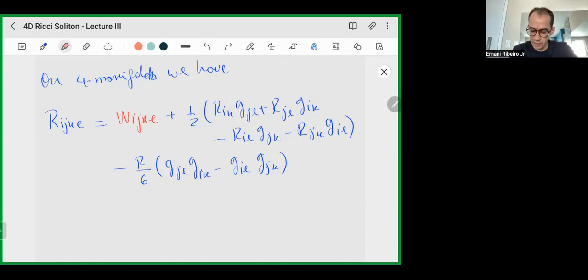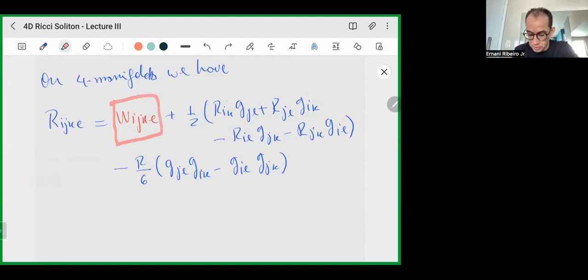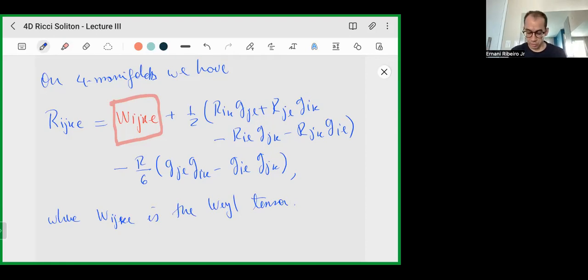Then what we need to analyze, our target, should be this one, because this term we don't have. This term represents the trace free part of the curvature tensor, called the Weyl tensor. It's natural to put this as our target because these are not terms we already have by the fundamental equation. Then it's natural to look for it.